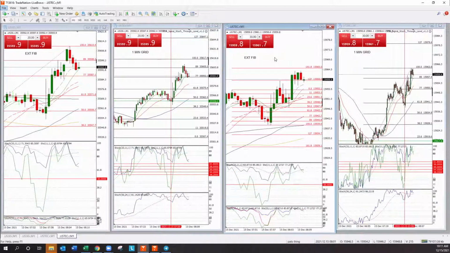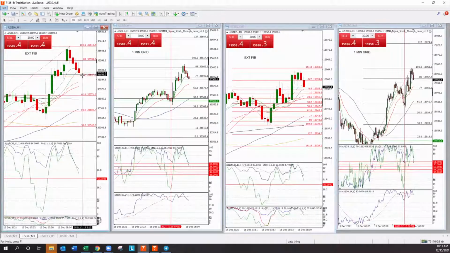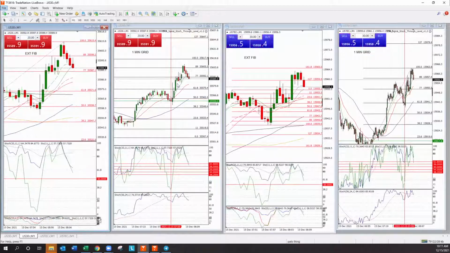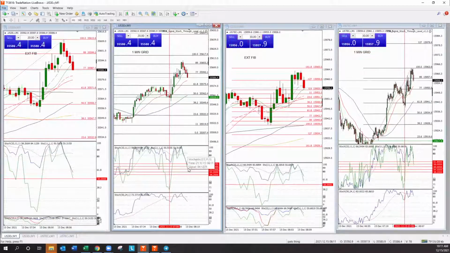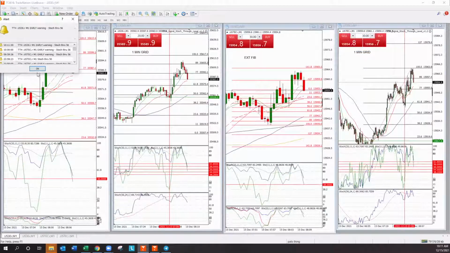Okay, just looking at this story, 77 to 61 is 15 points. It's not a bad range. So I am watching here. You'll see the signal starting to pull through now. Signal line above, stochastic break of 50. So Dow is giving me early warning. I am taking this trade.